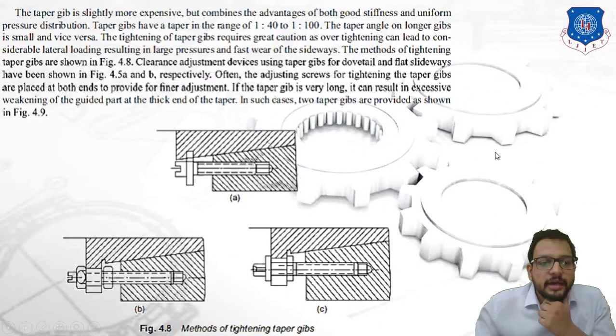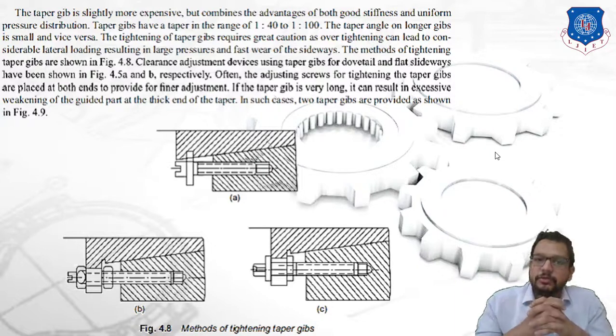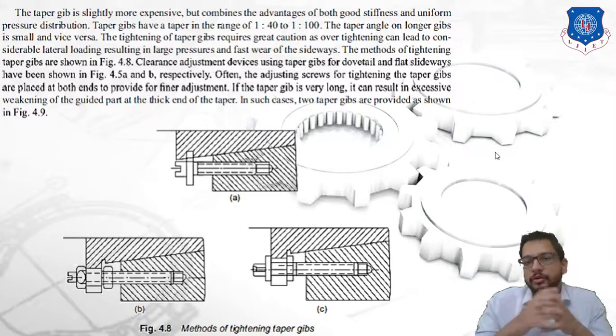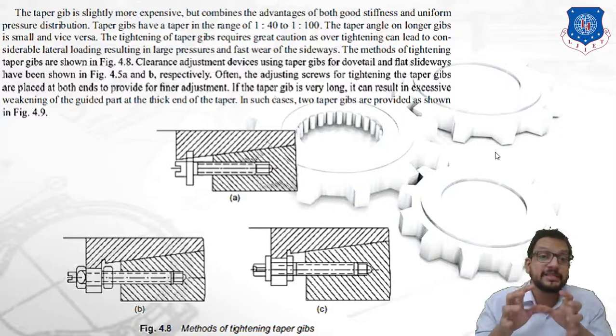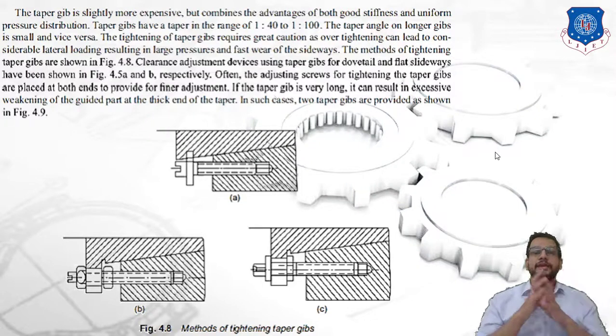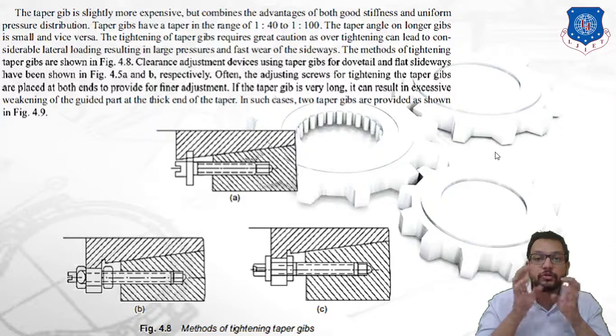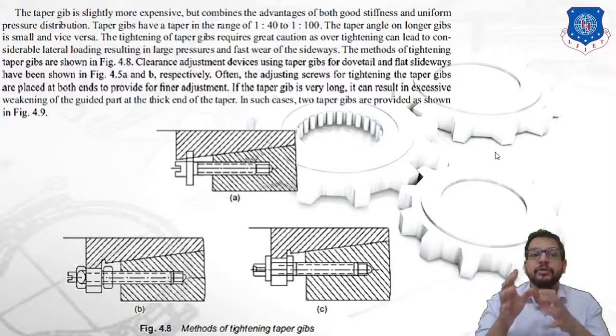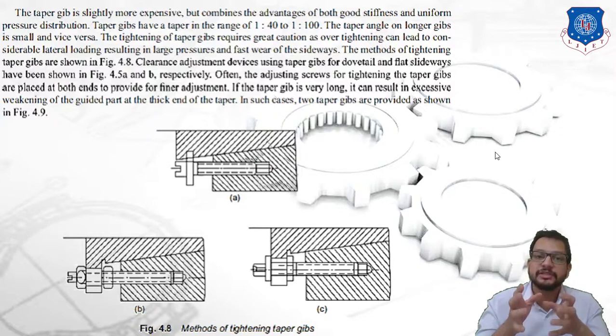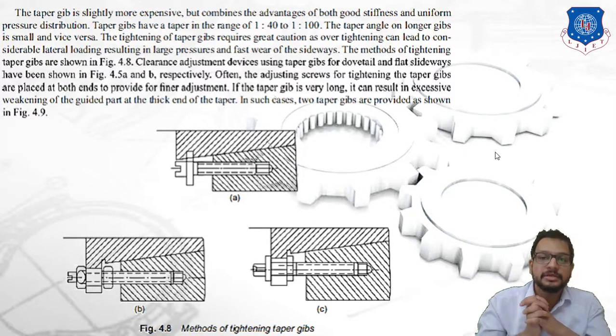Now next we need to see the taper gib, methods of tightening the taper gib. So the taper gib is slightly more expensive but combines the advantage of both good stiffness and uniform pressure distribution. Taper gibs have a taper in a range of 1:40 to 1:100. The taper angle on a longer gib is small and vice versa. The tightening of taper gibs requires great caution, as over tightening can lead to considerable lateral loading resulting in large pressures and fast wear of the slide.